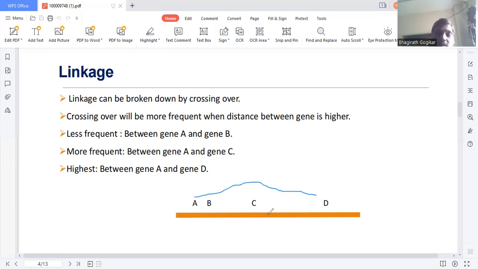That's why, if crossing over takes place at one point on the chromosome, there is a chance that the A and D linked genes are separated. If the A and B genes are very close, there is less frequency of separating these two genes. You can understand this phenomenon. We will definitely go through the 2-point and 3-point test class. This is a very important phenomenon: linked genes are separated due to crossing over, and the crossing over process breaks down the linked genes.